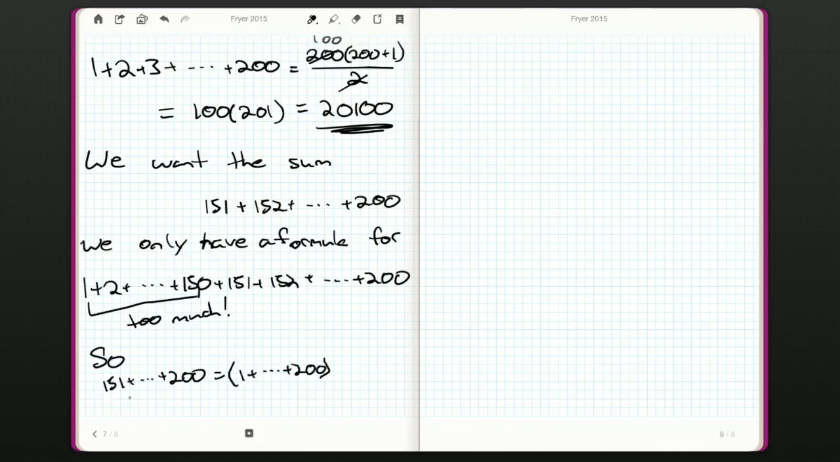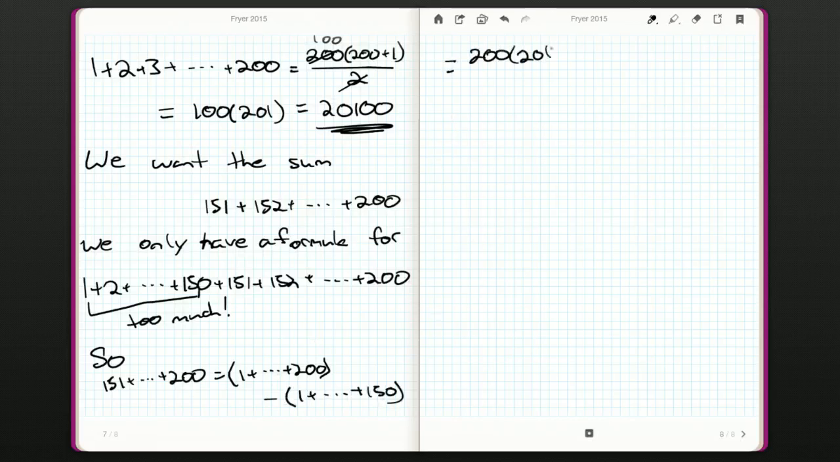So the sum of the numbers from 151 to 200 is the same as the sum of the numbers 1 to 200, and we subtract off the sum of the numbers from 1 to 150. And hey, look, we have a formula for that, or rather we could just use our answer in part A, and we have a formula for that. So we can plug in the values of 200 and 150 back into our formula, right? Take the number, add 1 to it, multiply those two together, and divide by 2.